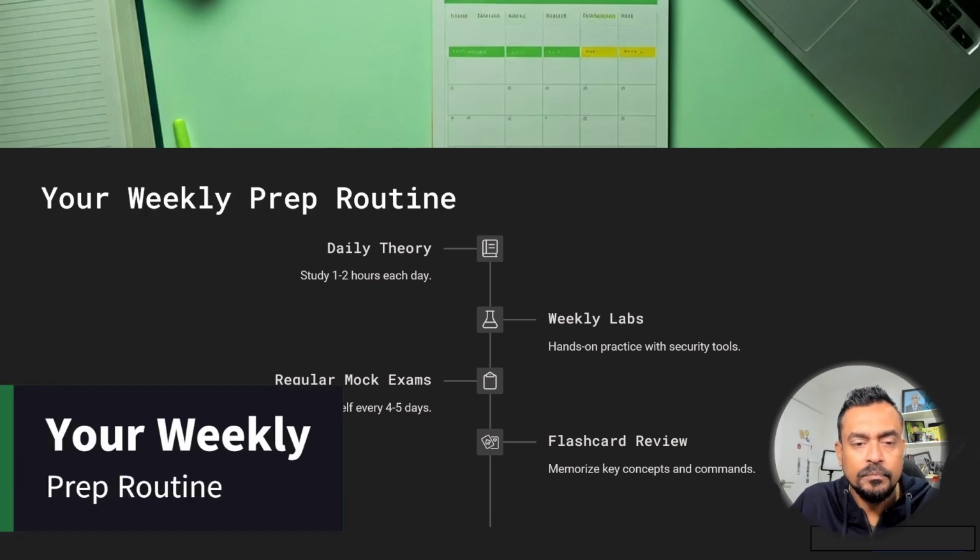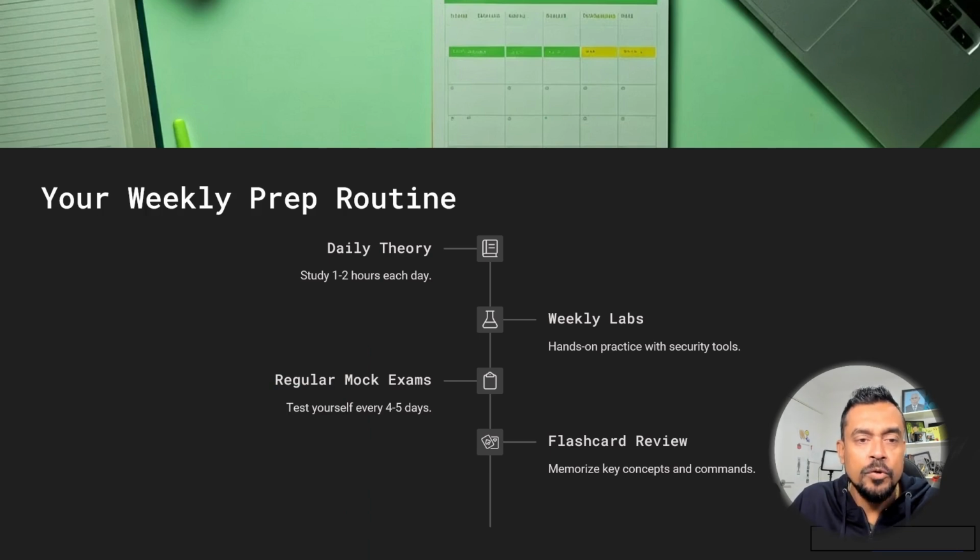Last but not least, this is your weekly prep routine. Daily theory: you need to spend 1 or 2 hours each day. That will give you really good understanding as you go on. After the first month, you will realize, oh, I know most of the stuff on my syllabus. And then weekly labs: hands-on practice with security tools weekly. If possible, if you can spend some time daily, that will be great.